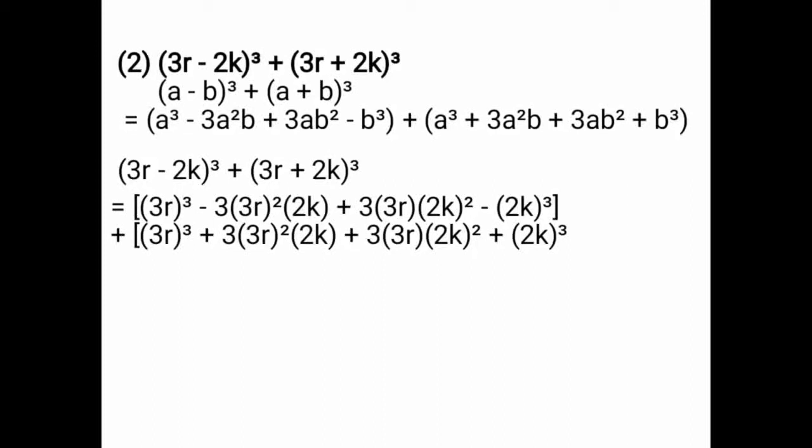First you have to solve the a cube part and b cube part. Before that, you write the multiplication form of 3a square b plus 3ab square.